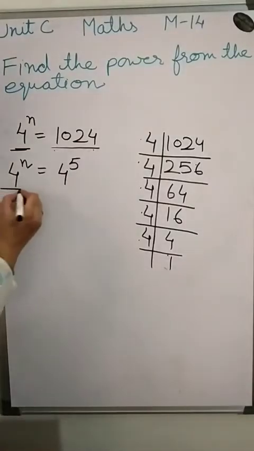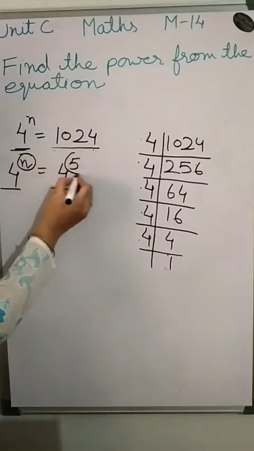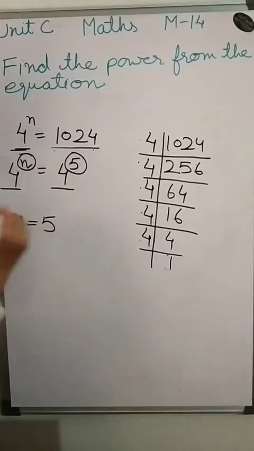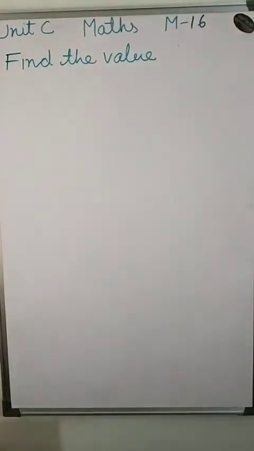This time the bases are equal. So we can say n is equivalent to 5. So we can write n is equal to 5. Okay. Now come to module number 16.